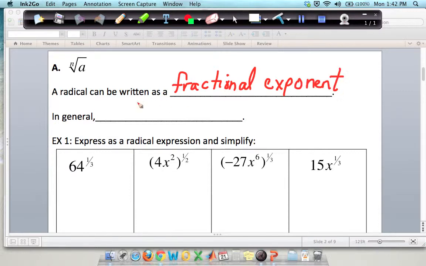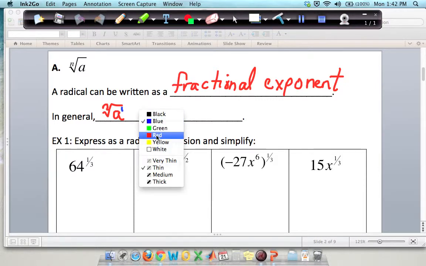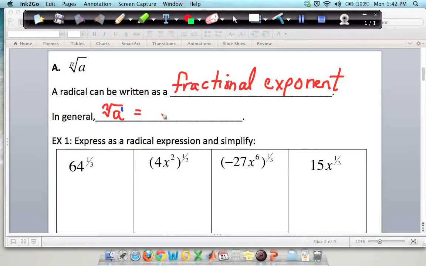So in general, if you have the nth root of a, so whatever your index is, now since there's no exponent written with this a, it's assumed to be 1, so a to the first power, and then the way you would write this is a raised to 1 over n. The 1 is the numerator of your fraction, and then your index, in this case n, is the denominator of our fraction.